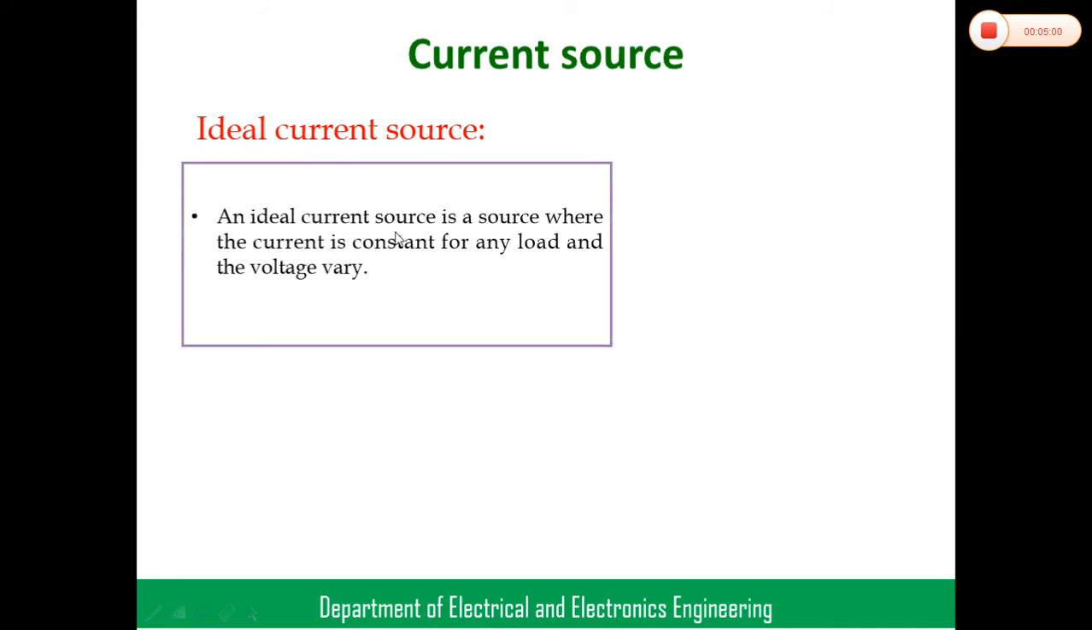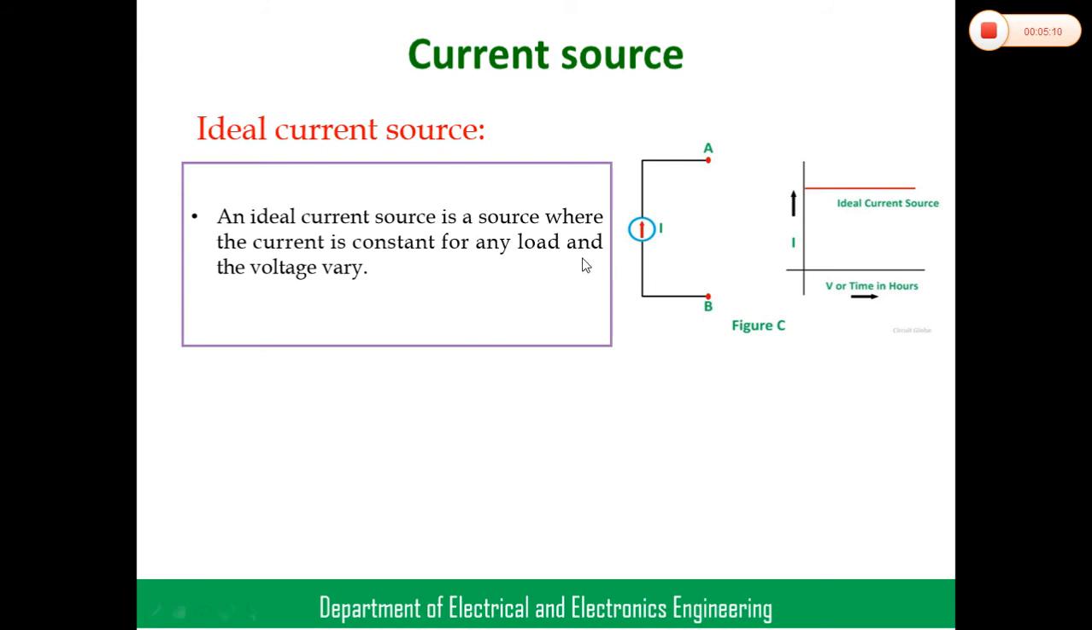Coming to the current source, the first one is the ideal current source. The ideal current source is a source where the current is constant for any load as the voltage varies. It is the same idea as the voltage source, but the difference is here it is the current source. The representation of the current source is like this. In the characteristics drawn here, as the voltage increases, the current always remains constant.